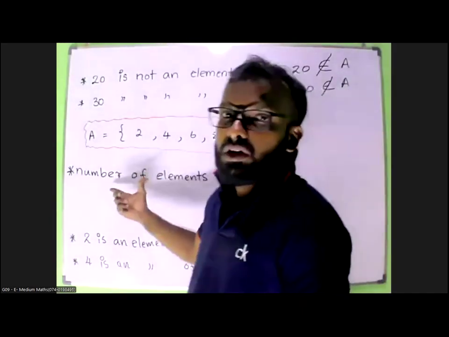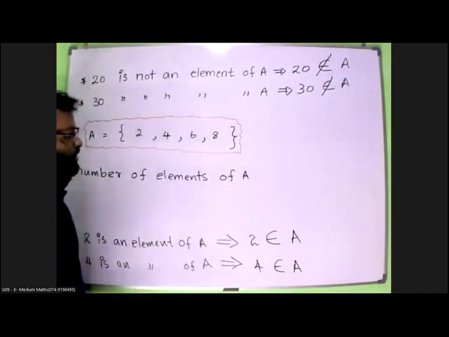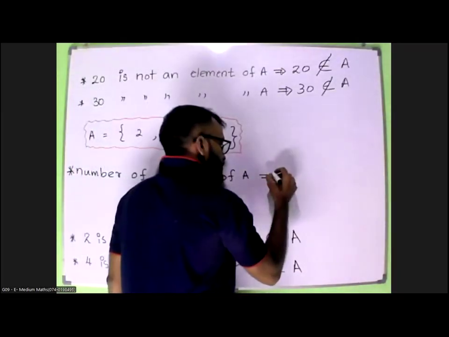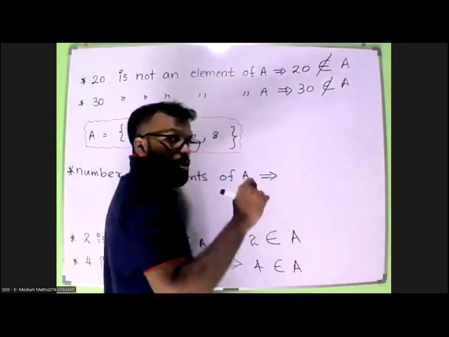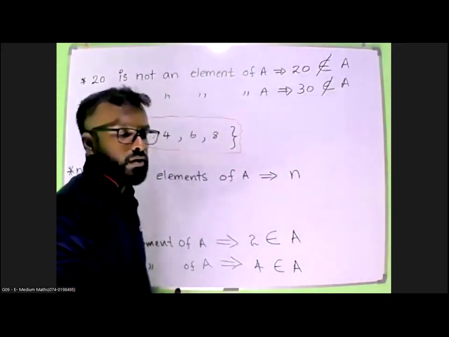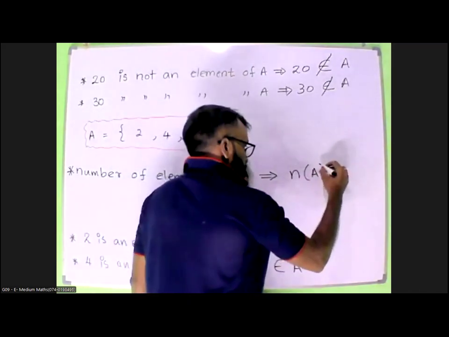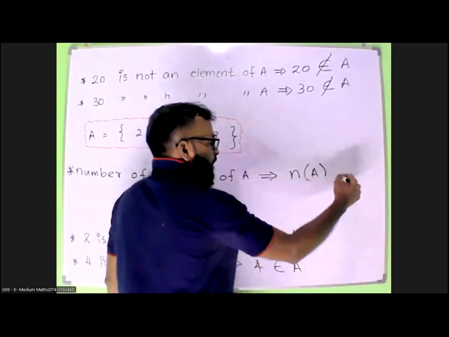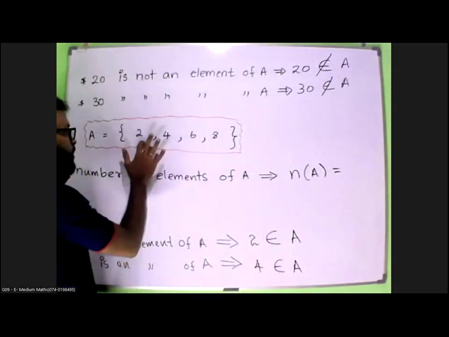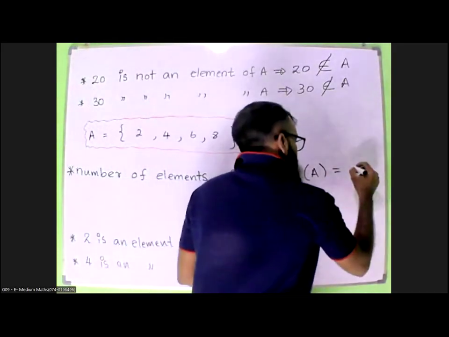You have done this in your grade 8, right? Number of elements of A. So in a mathematical form, you are going to write this as n for number of elements of A. Number of elements of A equals, you have to count the elements. 1, 2, 3, 4. Number of elements of A equals 4.